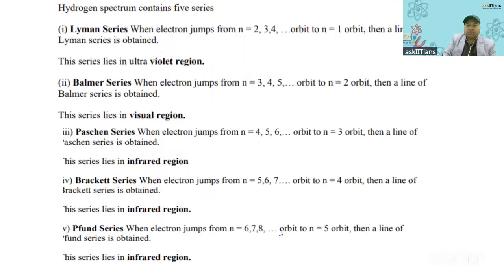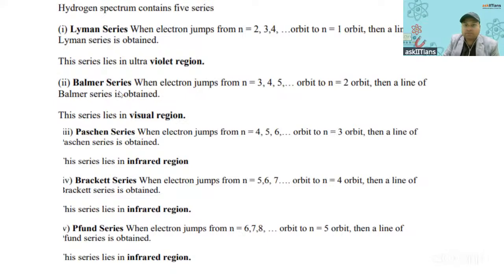And these are the different characteristics of these series. The Lyman series is when an electron jumps from n is equal to 2, 3, 4 to n is equal to 1. In which region is it? This might come in your MCQs in your board exams. It is the ultraviolet region. The wavelengths we get in the Lyman series are from the ultraviolet region of the radiation spectrum.